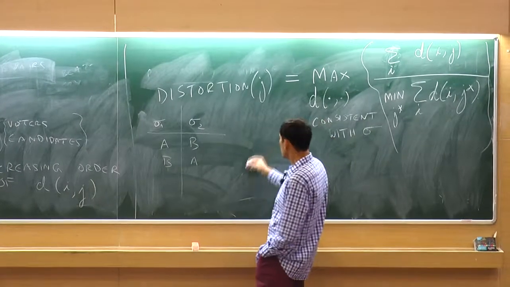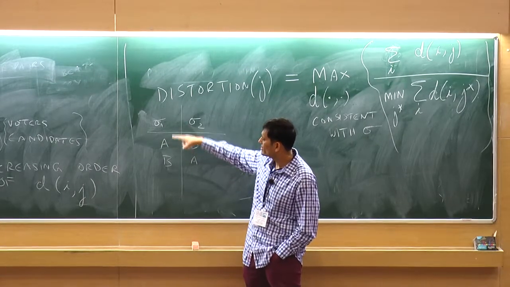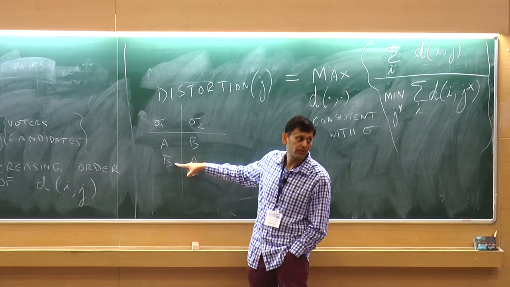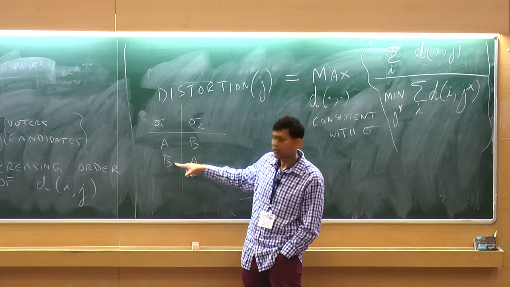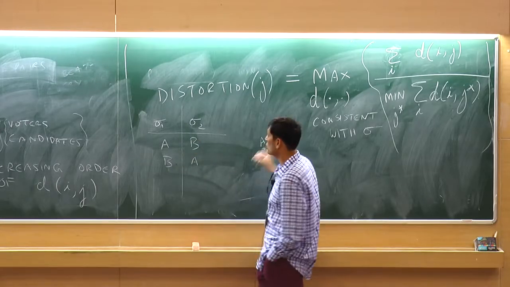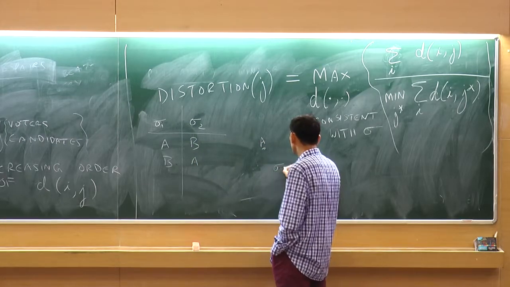First of all, the distance of A from sigma 1 cannot be larger than the distance of B from sigma 1, because of the ranking constraints. So any large distortion that comes, since we picked A, is not going to come from sigma 1. Let's think of sigma 2.